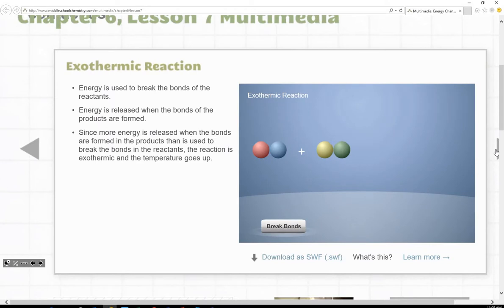Then if we go to an exothermic reaction, we break the bonds. We still need energy to break the bonds. We make new bonds, and energy is given off. And if we look at the overall reaction, it took less energy to break the original bonds than the energy given off from making the bonds. Okay, so you got to sort of think of that. This is going to feel hot, or we're going to get light, or we're going to get sound. We're going to have some kind of energy coming off.